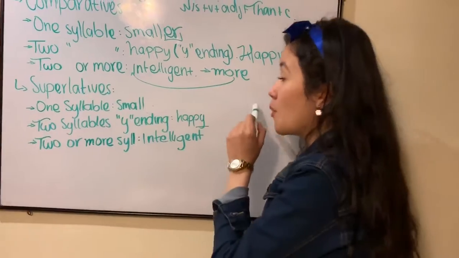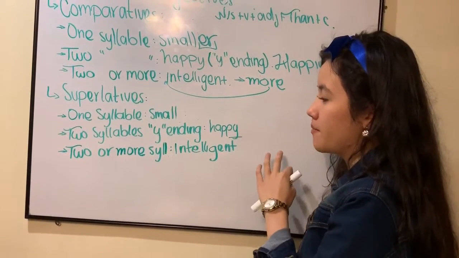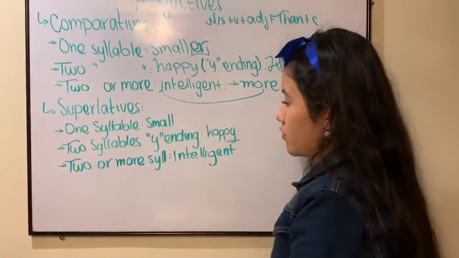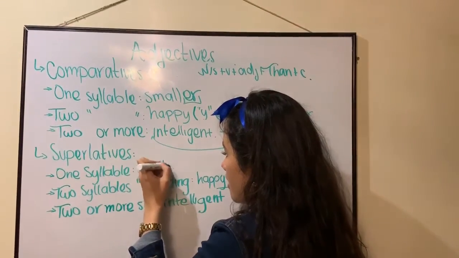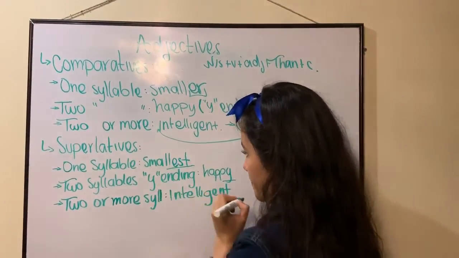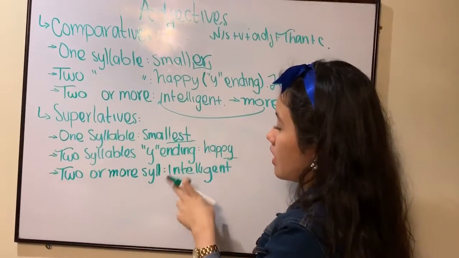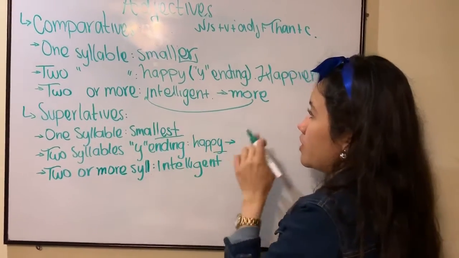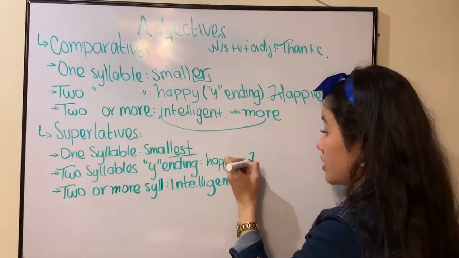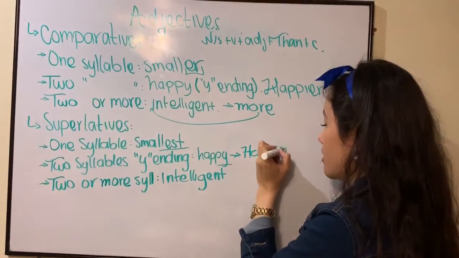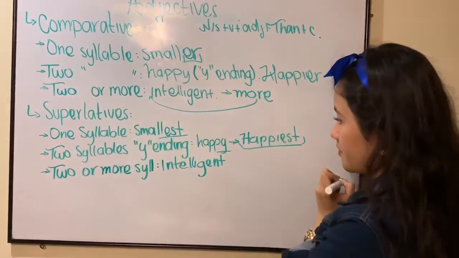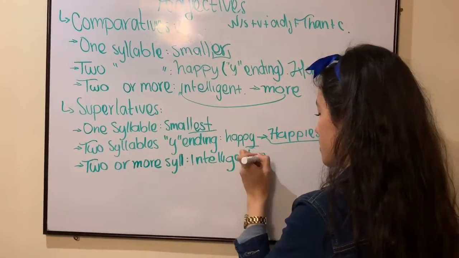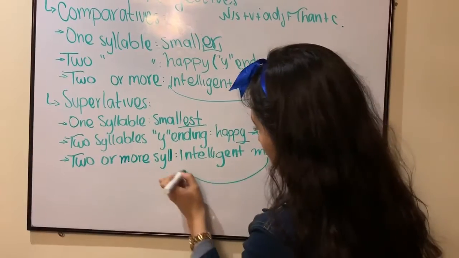As with comparatives, we also have three rules here. The first one, with adjectives that have one syllable, you add est, so it is going to be smallest. Then with adjectives with two syllables ending in y, as we saw in comparatives, you change that y to an i, and it is going to be happiest. And finally, with adjectives of two or more syllables, you add most: most intelligent.